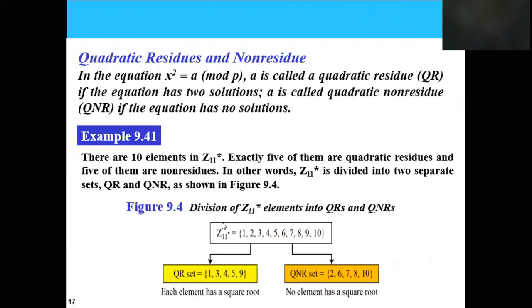So let us take another example: quadratic residue and non-residue. In the equation x square is congruent to a mod p, if it has two solutions, a is called a quadratic residue, and if it has no solution, then it is called a quadratic non-residue. Let us take one example. There are 10 elements in the multiplicative group Z11 star. Exactly 5 are quadratic and half are non-quadratic. So in Z11 star, these are quadratic and these are non-quadratic elements.